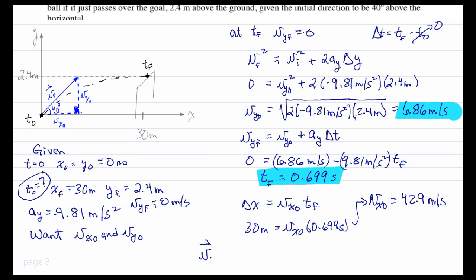Okay, so we can go ahead and write down our initial velocity. Our initial velocity in component form is 42.9 meters per second in the x direction plus 6.86 meters per second in the y direction. And there's our answer.